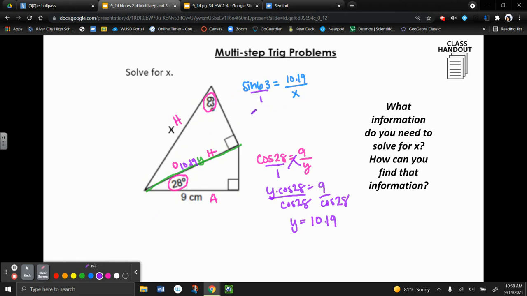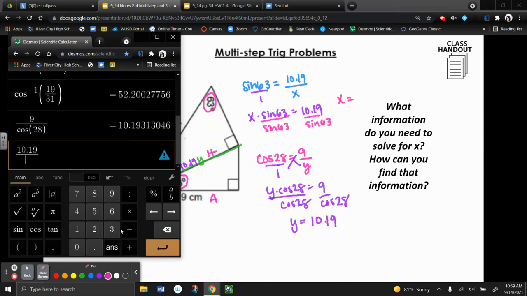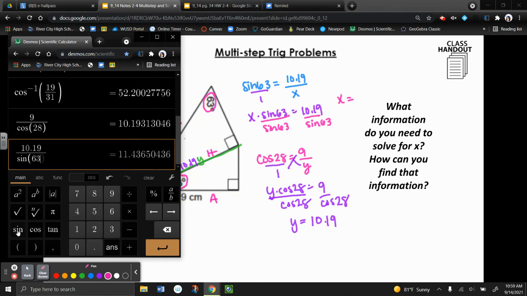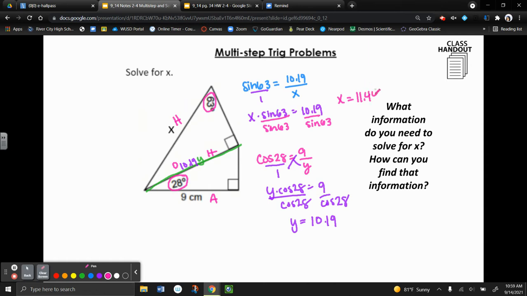So same thing, cross multiply. We get x times sine of 63 equals 10.19 times 1. And then divide both sides by sine of 63. So again, using our calculator, 10.19 divided by sine 63, you get 11.44. And in this case, since there are units, we're going to go ahead and put units. So 11.44 centimeters.